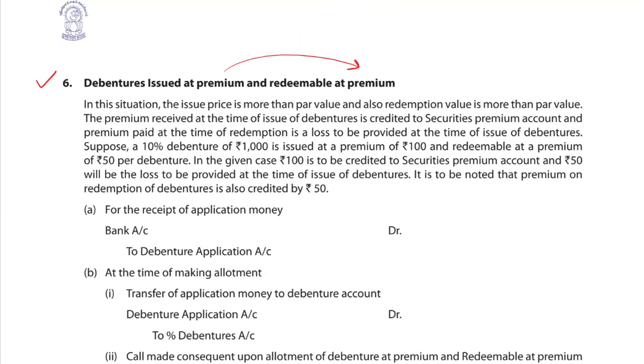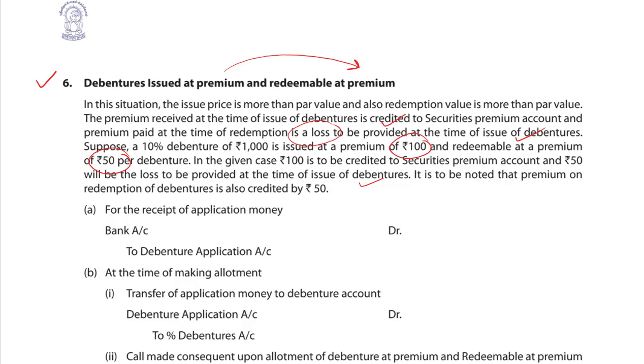In this situation, the issue price is more than the par value and also the redemption value is more than par value. The premium received at the time of issue of debentures is credited to securities premium account, and the premium paid at the time of redemption is a loss to be provided at the time of issue of debentures. Suppose 10% debenture of 1000 is issued at a premium of rupee 100 and redeemable at a premium of rupee 50 per debenture. In the given case, rupee 100 is to be credited to securities premium account and 50 will be the loss to be provided at the time of issue of debentures.